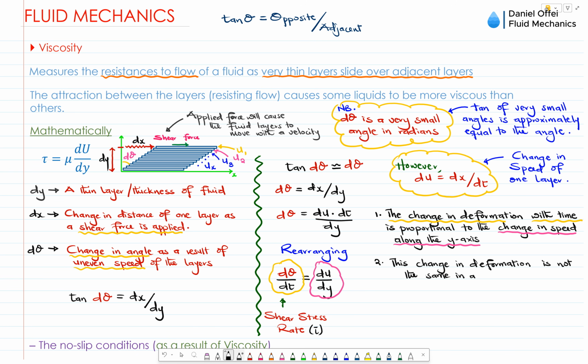Then we can also say that this change in deformation is not the same in all fluids, because when we compare water and honey, the flow is not the same. Then we need to introduce a constant to account for the behavior of different fluids. So that constant is supposed to represent how different fluids behave under a shearing force or a shearing stress.